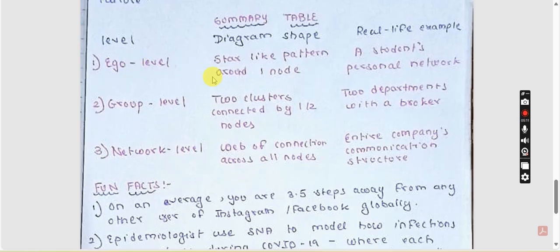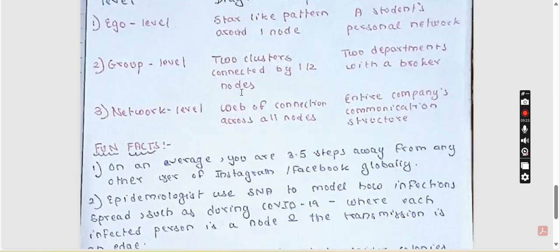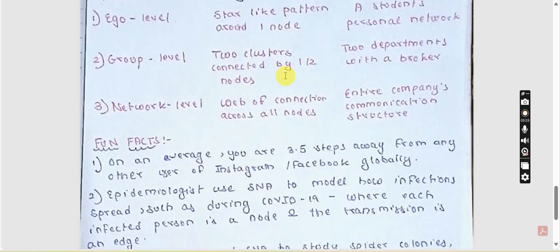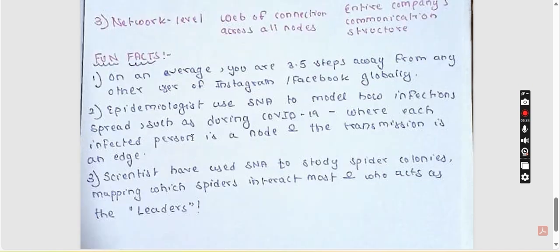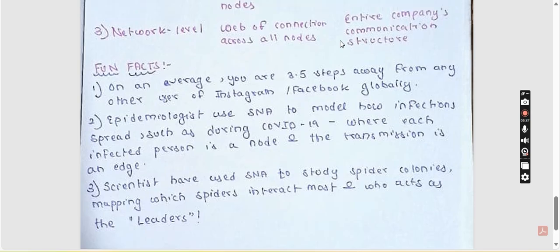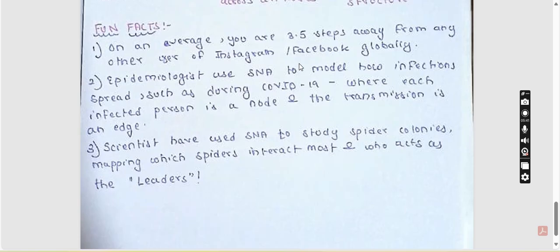Let us recap all three levels. Ego level, a star-like pattern around one node. Real life example, a student's personal network. Group level, two clusters connected by one or two nodes. Two departments with a broker. Network level, a web of connections across all nodes. Entire company's connection structure. There are fun facts connected to the three levels of social network analysis.